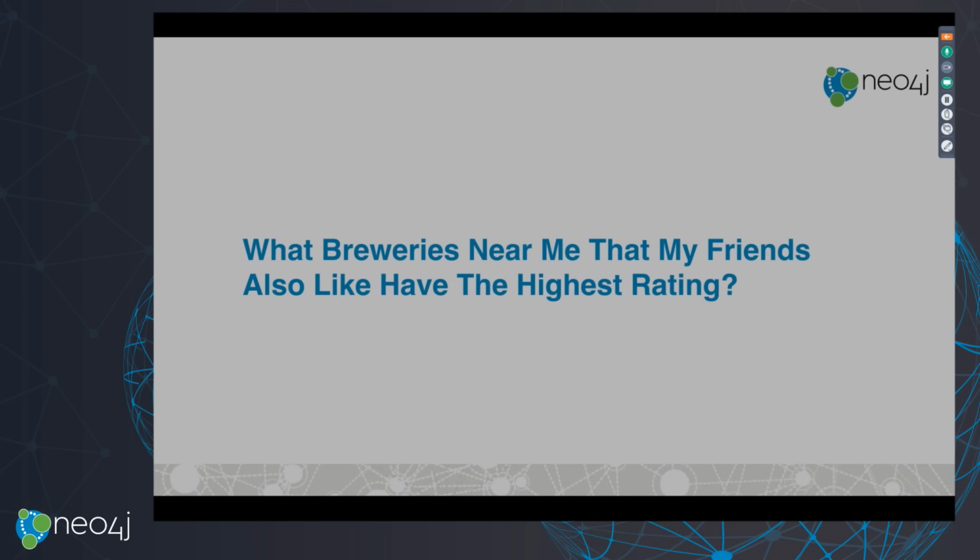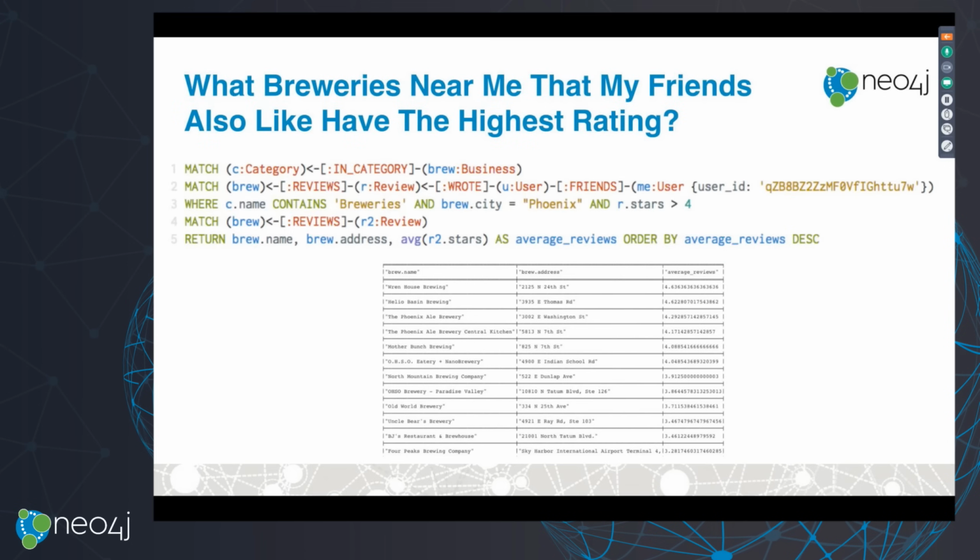Switch back to the slides here. So this is the answer to our question: what breweries near me that my friends also like have the highest rating? We used Cypher to define some graph patterns to traverse the graph to answer this question. Hopefully we learned a little bit of Cypher along the way.